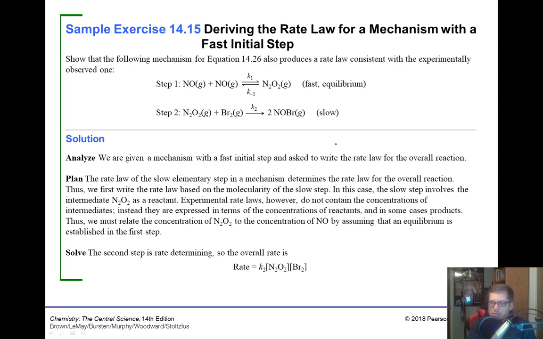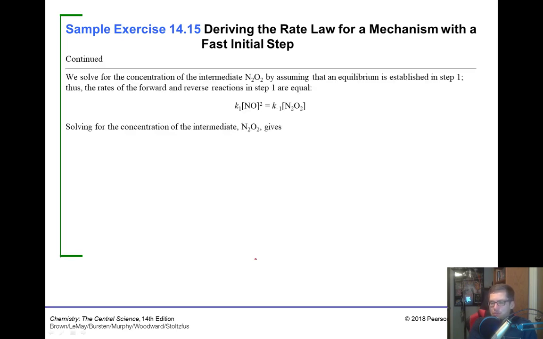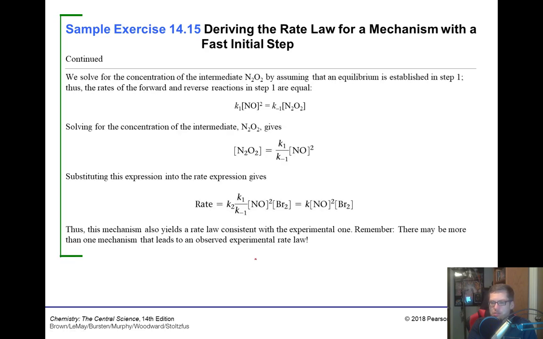All right, so the second step would be our rate determining step, because it's the slow step. So this is what our rate law for the second step would be equal to. However, our overall reaction did not have N2O2 in it. This would be an intermediate based on this reaction mechanism. So we're going to have to do some fancy magic, just like we did earlier. This is what they get here. Again, they use their equilibrium, so these two are equal to each other, and then they solve for N2O2, and then they plug that back in, and so you end up with this one. And then this mechanism also yields a rate law consistent with the experimental one.